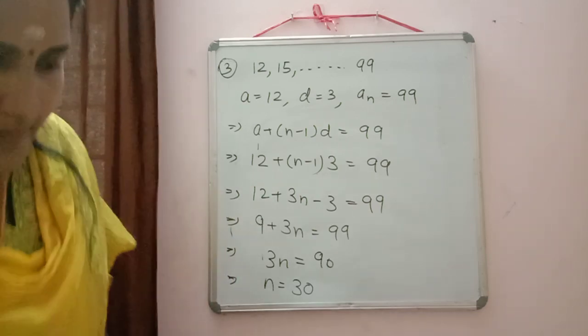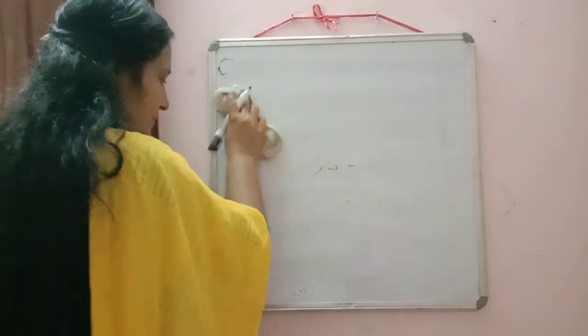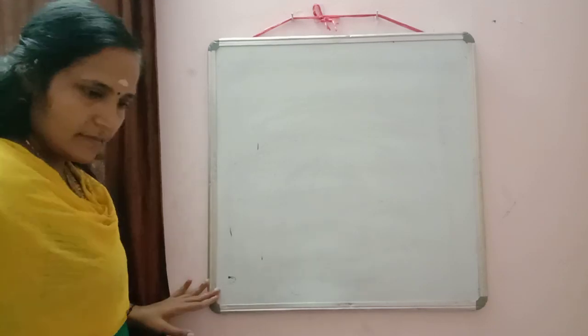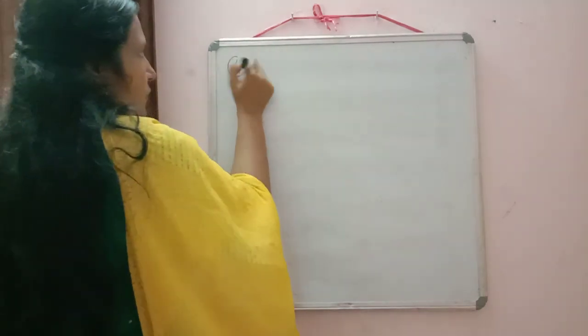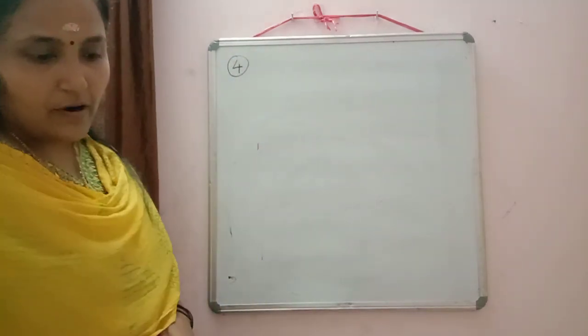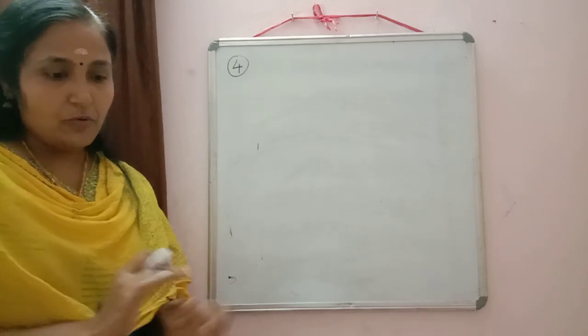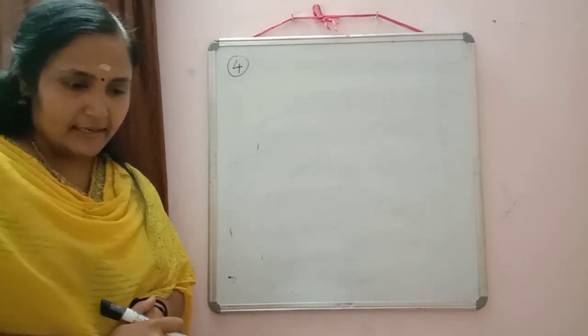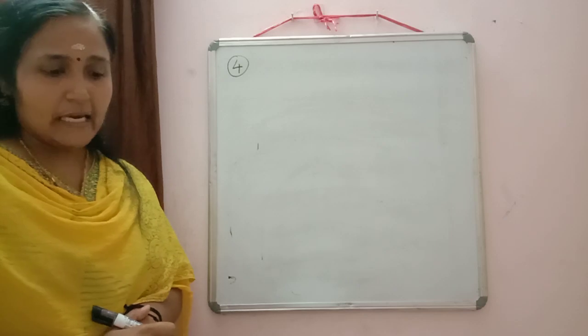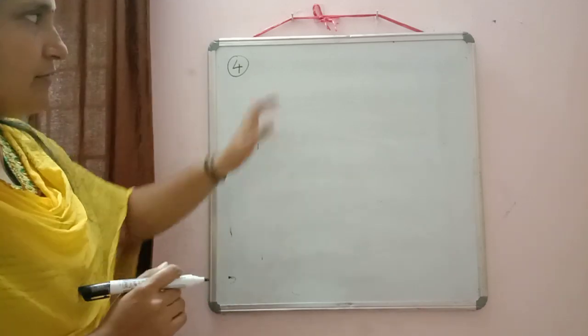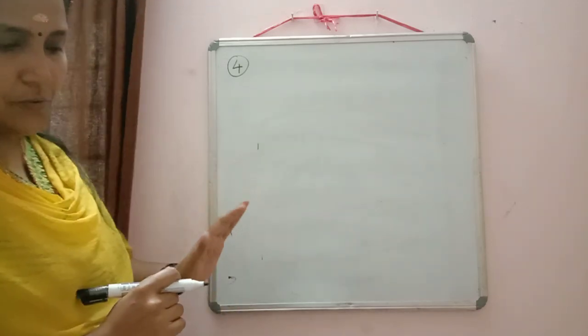Okay. So next question, question number 4. In question number 4 they asked for what value of n the nth terms of two APs are given, and the condition given is their nth terms are equal. So what we will do? First we will find out the nth term of the two APs.